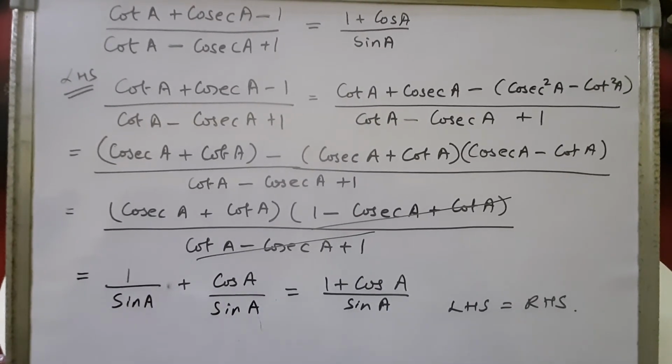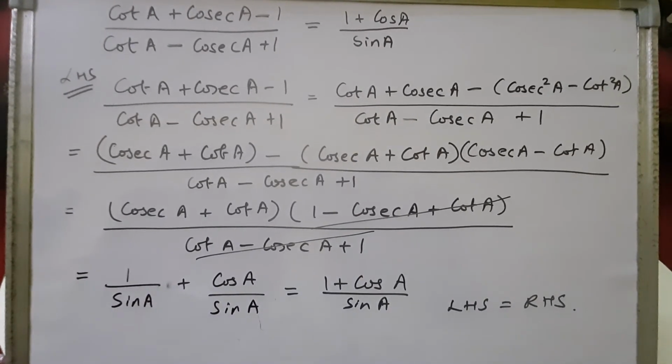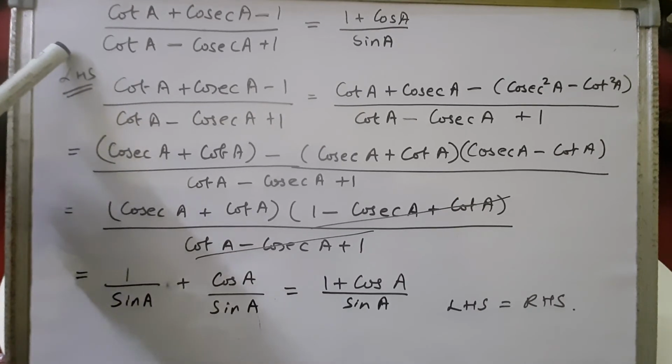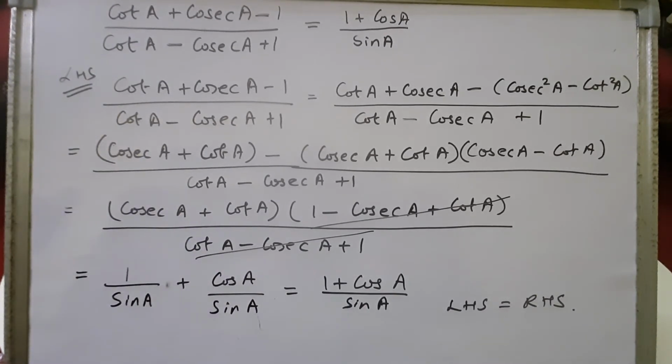Let's see another sum children. In this sum we have to prove that cot A plus cosec A minus 1 whole upon cot A minus cosec A plus 1 is equal to 1 plus cos A upon sin A. Right children. Again the procedure is same. We are going to pick left hand side and then try to prove it to right hand side.